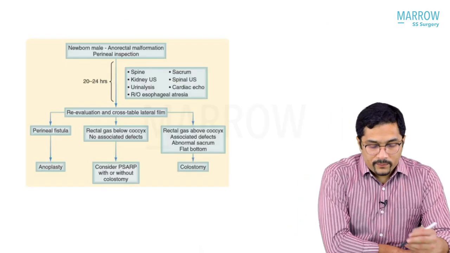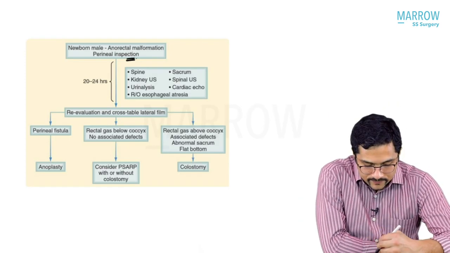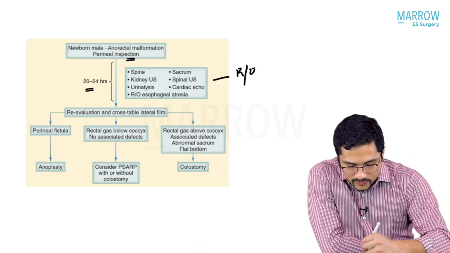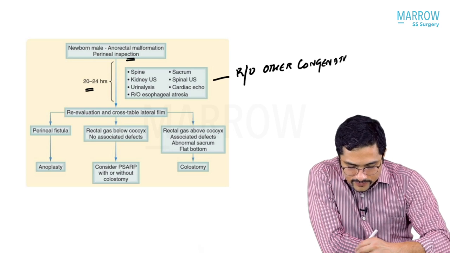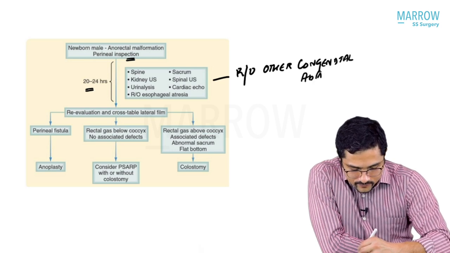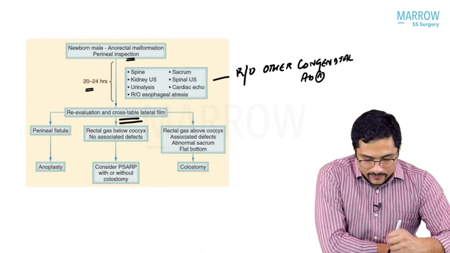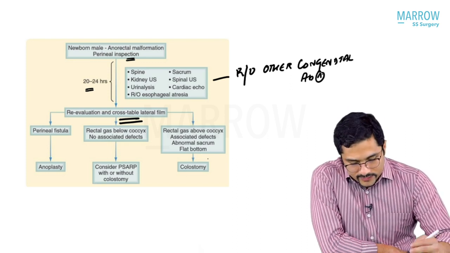So, if you have a newborn male where you are suspecting anorectal malformation, this is from Sebastian. We are going to rule out other metabolic abnormalities, rule out other congenital abnormalities. We do a cross-table film, right, and based on the problem we proceed further in these patients.